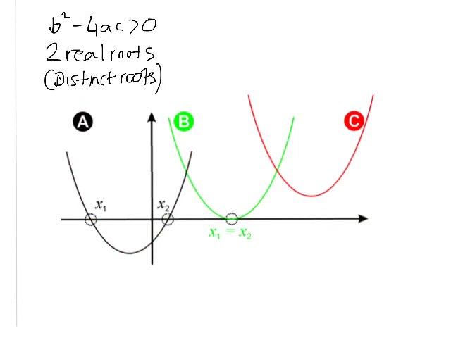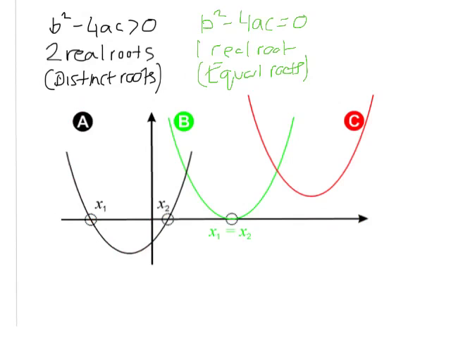The second case is when we have the quadratic just touching the x-axis at one point. And we say here that it has one real root, or another way of saying this is that it has equal roots. And this occurs when the discriminant b squared minus 4ac is equal to 0.